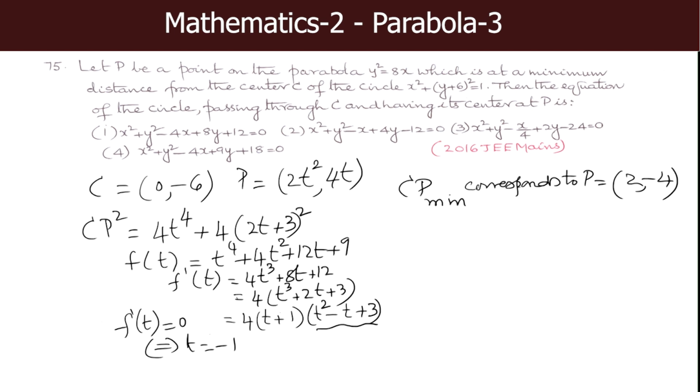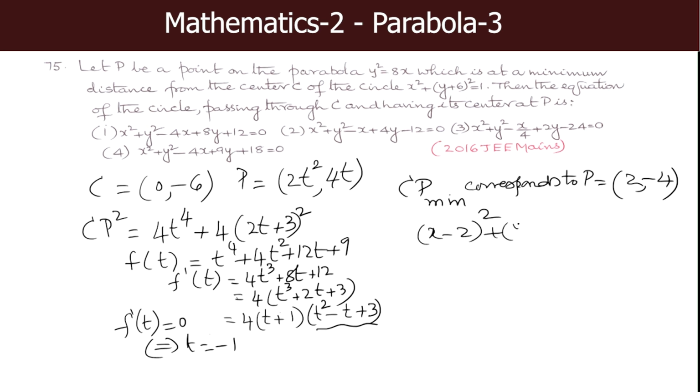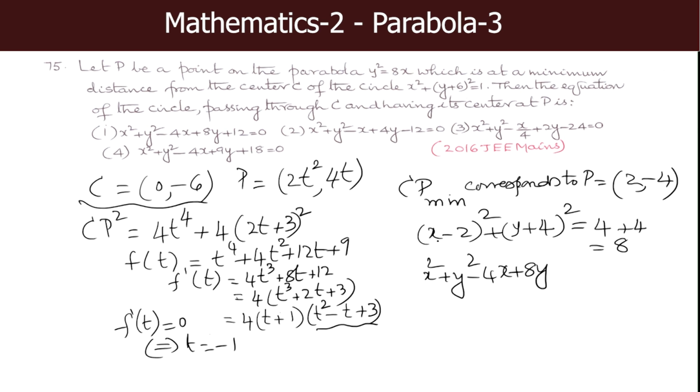Okay. Now, what is the equation of the circle passing through C and having its center at P? Therefore, the equation of the circle is (x minus 2)² plus (y plus 4)². It passes through the center (0, -6). When you put x equal to 0, this is 4, and (-6 plus 4)² is 4, which is equal to 8, or x² plus y² minus 4x plus 8y plus 16 plus 4, 20, minus 8 plus 12 equal to 0.